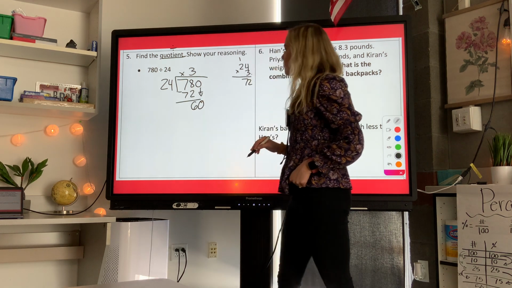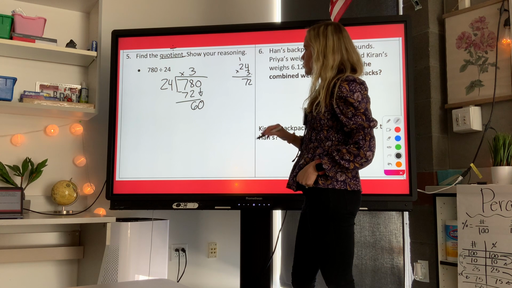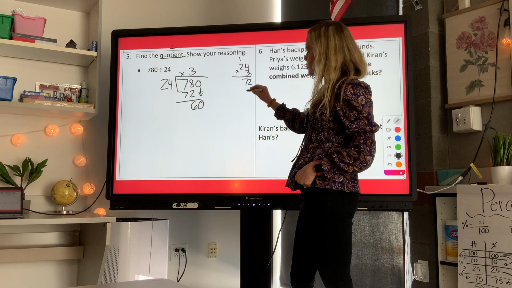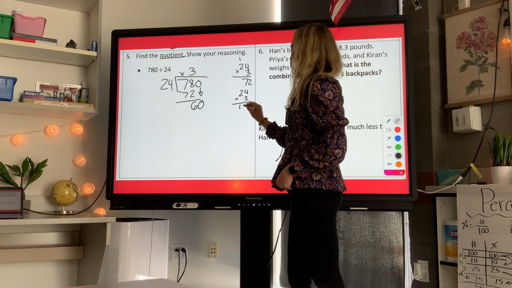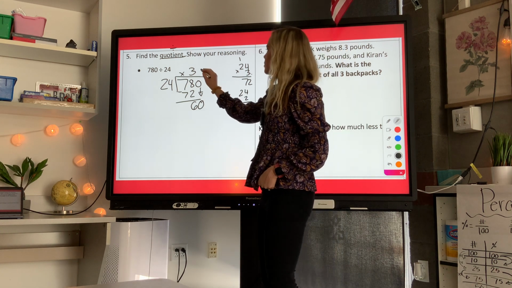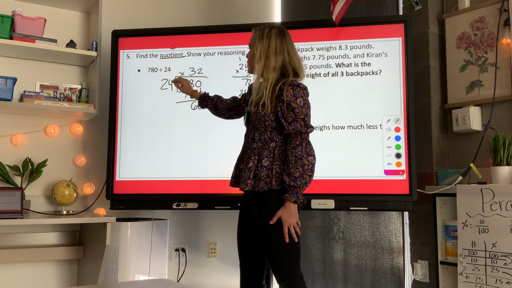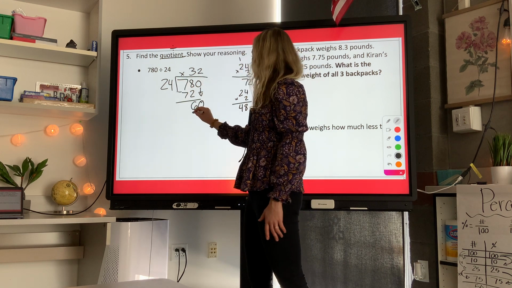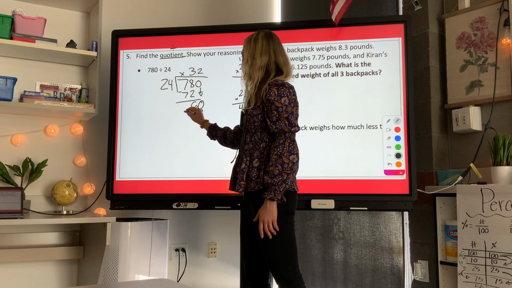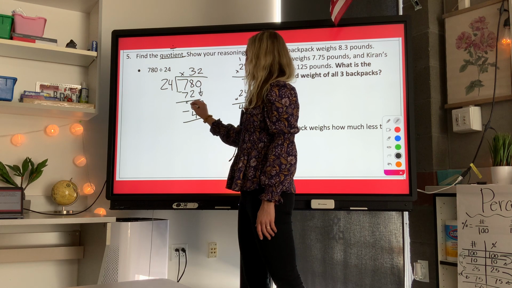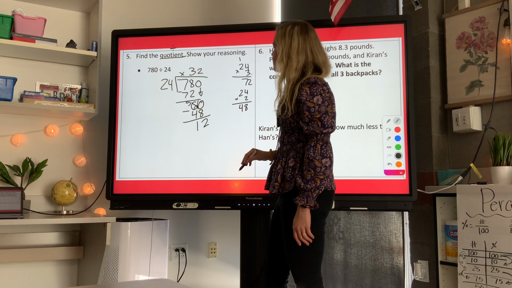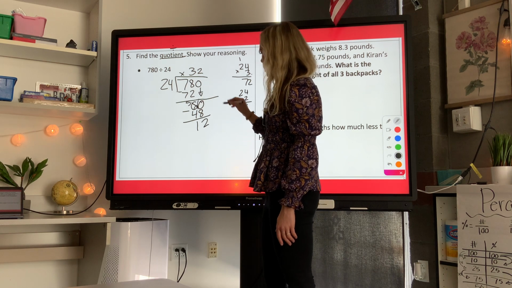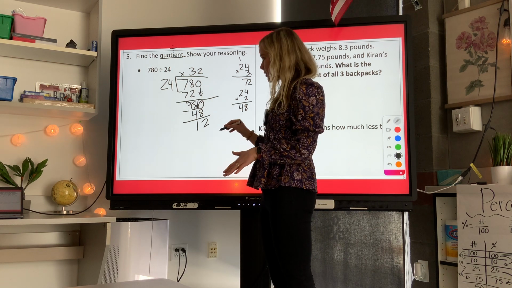Okay, so I need to count by 24s. So I know 3 would be too much, so it must be 2. So I know 24 times 2 is 48. So I'm going to put 2 here. And 2 times 24 is 48. So then I can subtract. 10 minus 8 is 2. 5 minus 4 is 1. Okay. So at this point, I have a remainder.